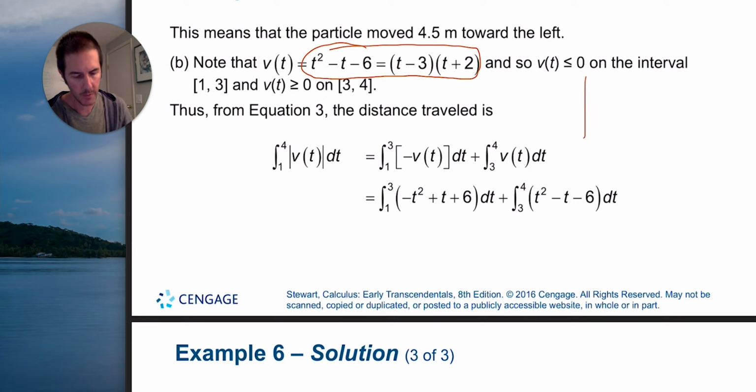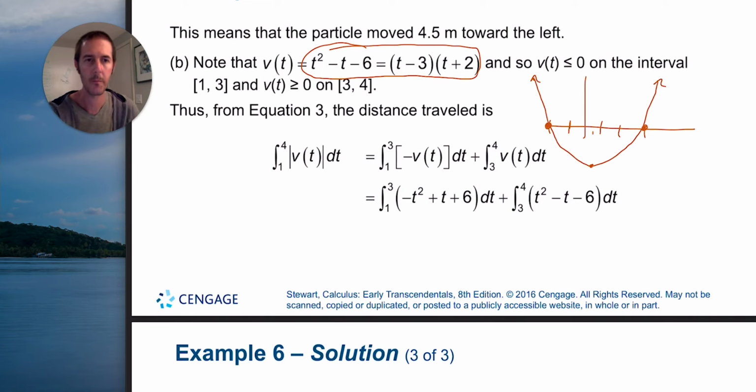This is a right side up parabola. This has zeros at negative 2 and at positive 3. It's a right side up parabola. Halfway between negative 2 and positive 3 is positive 0.5. So I've got a vertex that's down here somewhere, and my parabola looks something like this.